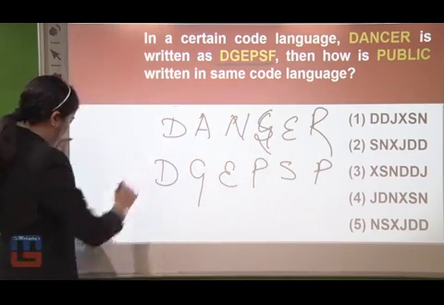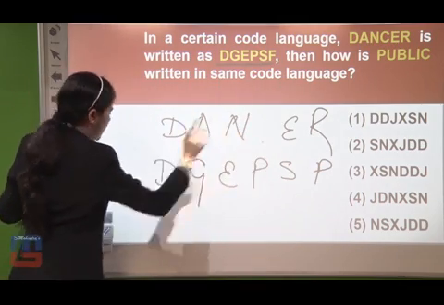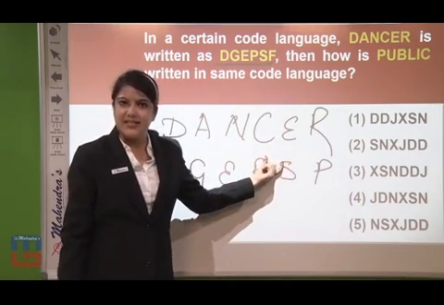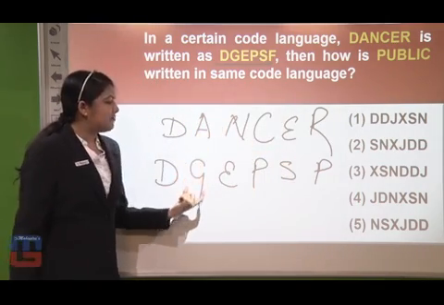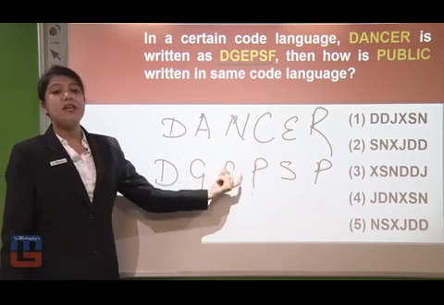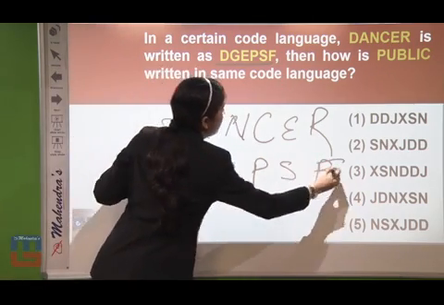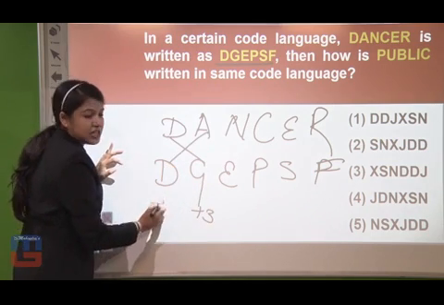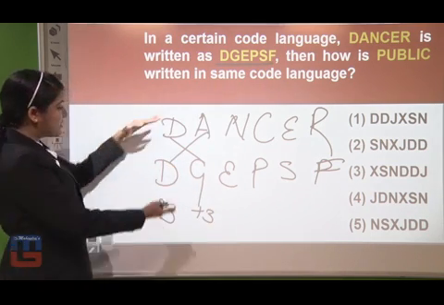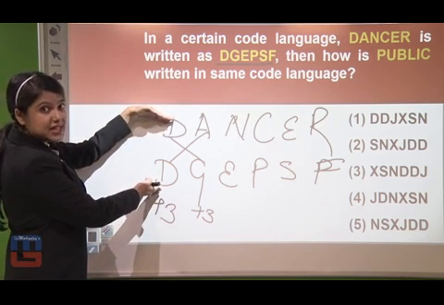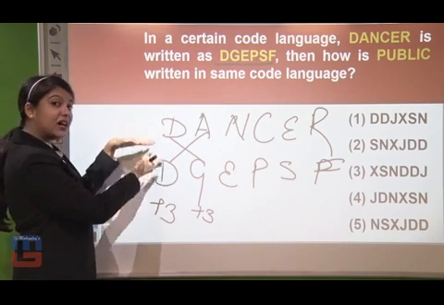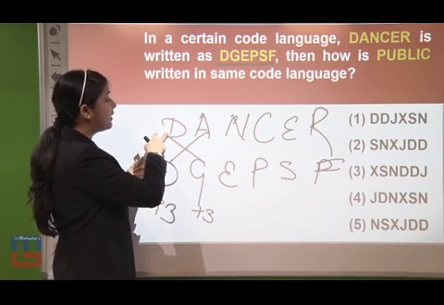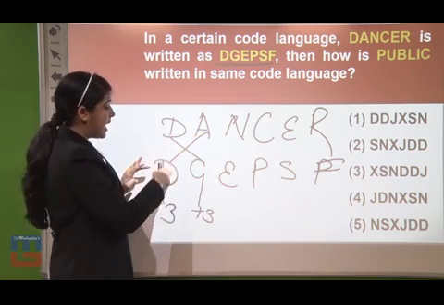DGEPSF. I'll make it clear because what I have written here may be confusing you. So it was the C. If dancer is coded as DGEPSF, now C: D's relation with G is +3, A's relation with D is +3. You might be getting confused with these D and D, the same repetition, but here it is the same repetition, next over it is not the same repetition. So we will relate it with D and G, A and D.